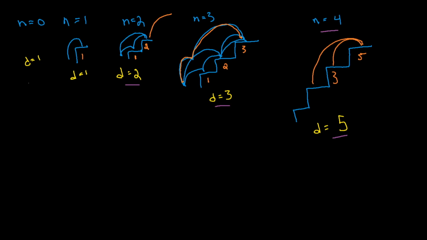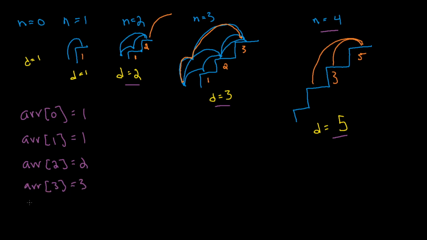Well, let's start by storing all these values in an array. So I'm just going to call it array, and array of 0 would be equal to 1, array of 1 would be equal to 1, array of 2 will be equal to 2, array of 3 would be equal to 3, and array of 4 would be equal to 5. So let's say we're trying to calculate array of 4. To do that, we could do array of 4 is equal to array of 3 plus array of 2.